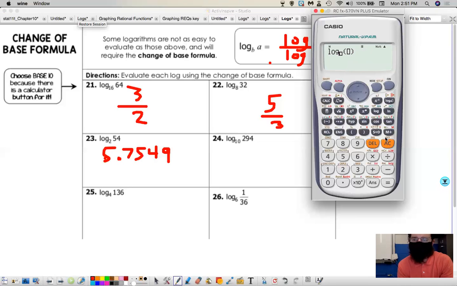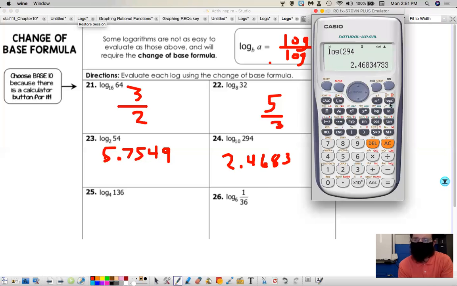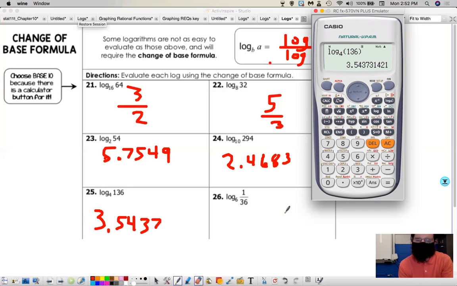Log base 10. Oh, hey, why don't I just do this? Remember, log, straight log, is just log base 10. So that's 2.4683. Here, log base 4 of 136, 3.5437. So this is a 3 here, believe it or not. Oh, this is -2, right?